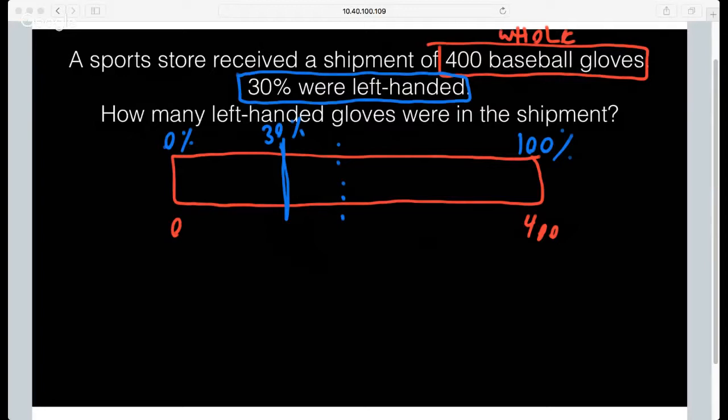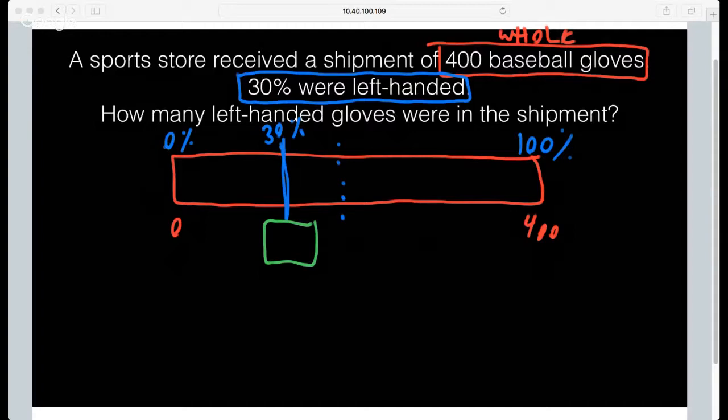So I hope that you can see that what we're trying to figure out is this guy, right? We know that when there's 0%, then there's no gloves. When there's 400 gloves, that's 100% of the gloves. We are told that 30% are left-handed, so we need to know that quantity of gloves. So how much is equivalent to 30%? We can do this problem a number of different ways, but because of what we have done previously with ratios and proportions, we're going to use proportional reasoning.